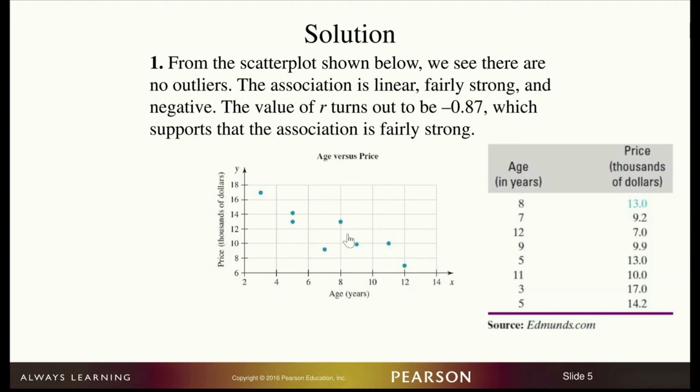So here we have plotted the scatter plot. We can see that there does seem to be a fairly strong linear relationship here, correct? The older the car, the lower the price, obviously, as you would expect, right? The R actually turns out to be negative 0.87, which indicates a rather strong linear correlation. Let's take a look at this in StatCrunch.